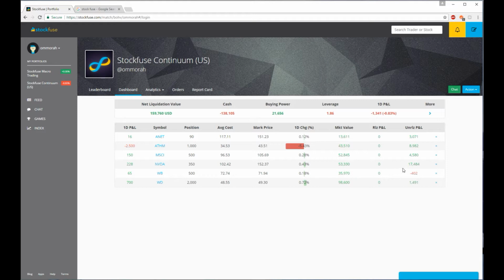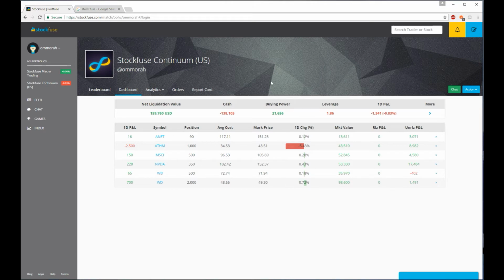As you can see, I only have one loss, and that's on WB, and it's just $400. The rest are performing great. Now, I don't think this actually adds up to 60K, I think because I've made some profits here and there with other buys.